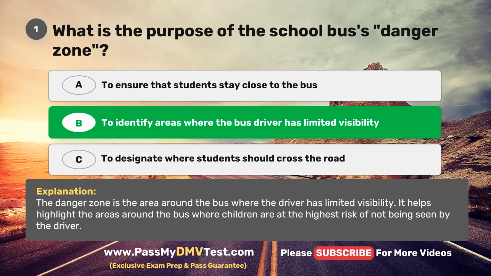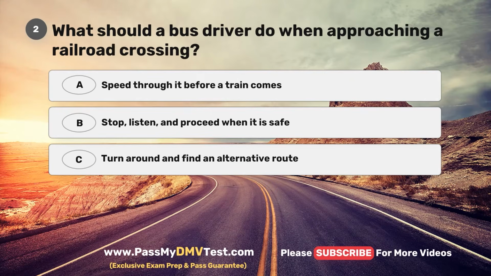The danger zone is the area around the bus where the driver has limited visibility. It helps highlight the areas around the bus where children are at the highest risk of not being seen by the driver. Question 2. What should a bus driver do when approaching a railroad crossing?